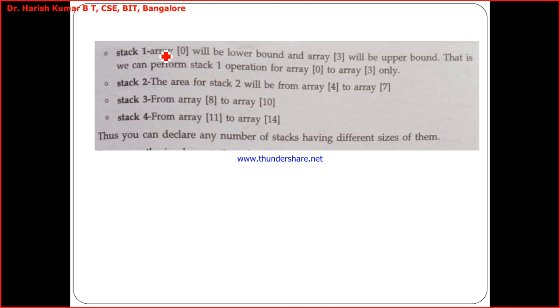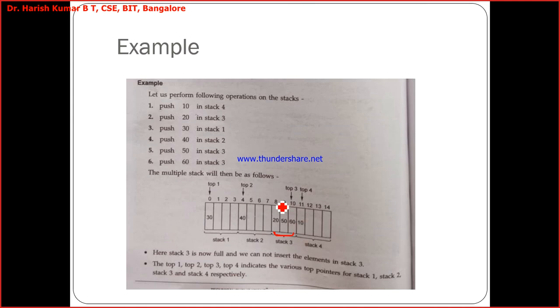So array of 0 should be made as the lower boundary and array of 3 should be made as the upper boundary. And similarly for stack 2, the area of the stack will be from array of 4 to array of 3. So before, when I declare a single array and I want to create 4 different stacks inside that, the boundary of the stack should be clearly defined. Now similarly for stack 3, it is from array of 8 to array of 10. And similarly for stack 4, it is from array of 11 to array of 14.